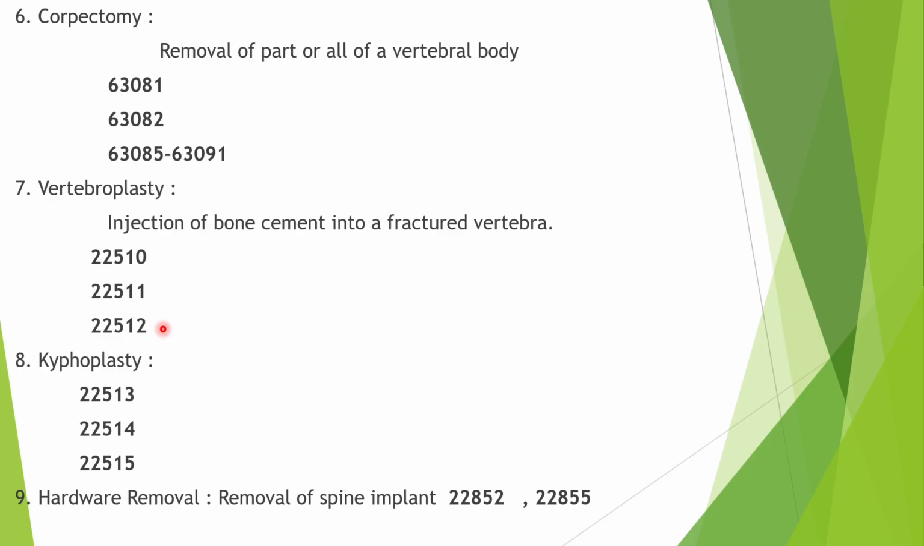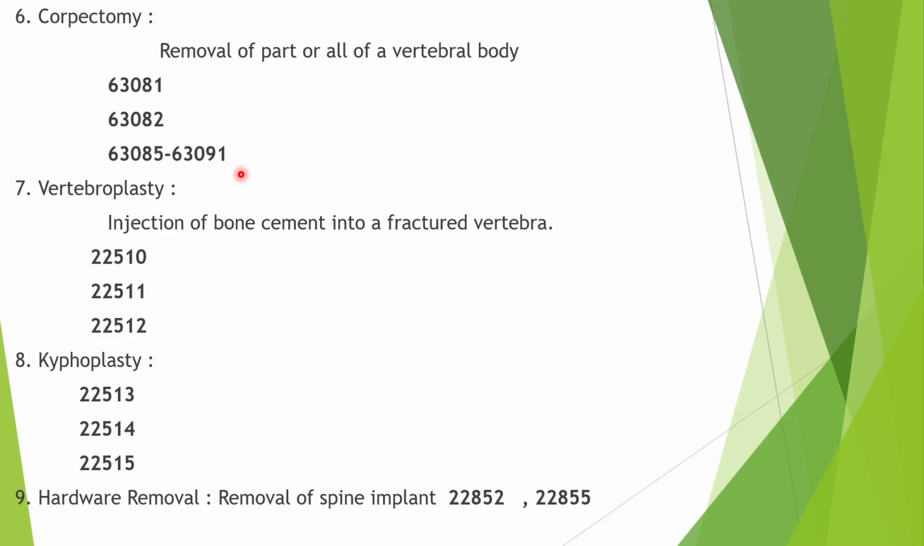So we will see one by one, that is 63081, and this 63081 or 63082, these were the cervical corpectomy or some additional cervical segments, thoracic corpectomy or additional thoracic segments, etc. So these were the cervical corpectomy codes. So what is this procedure done for?